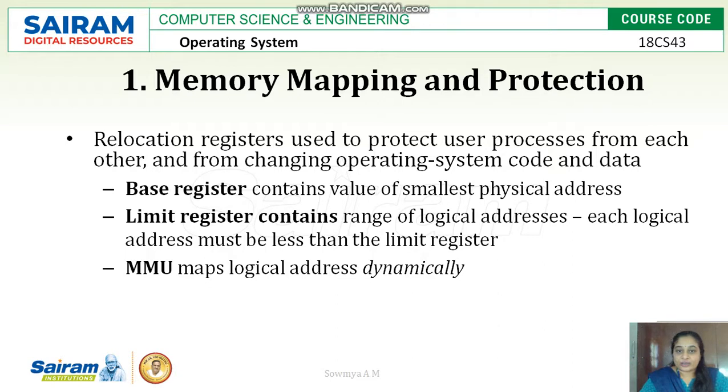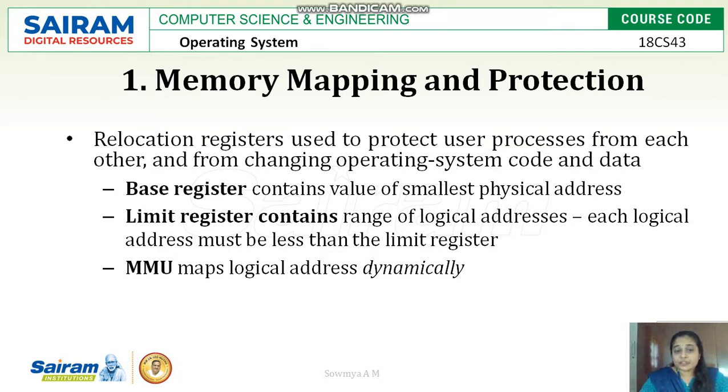Relocation registers are used to protect the user process with the help of base register and limit register. Base register contains the smallest physical address possible and the limit register contains the range of logical addresses. In the sense, the base register value will be the first address and the limit register will have the length or the size of the process. So the addition of base register and limit register will give you the end address of that process.